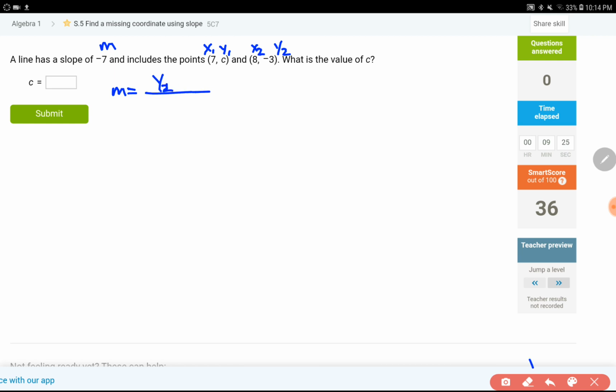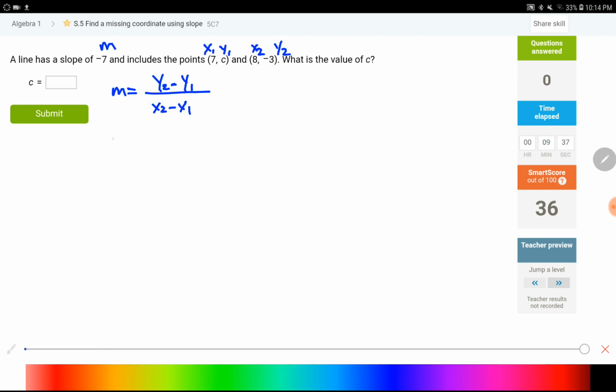The formula again is m equals y2 minus y1 over x2 minus x1. Okay, let's plug in everything we have. M is -7. That equals y2, which is -3, minus y1, which is c. This time we do not have two negatives sitting next to each other. In the denominator I have x2, which is 8, minus x1, which is 7.